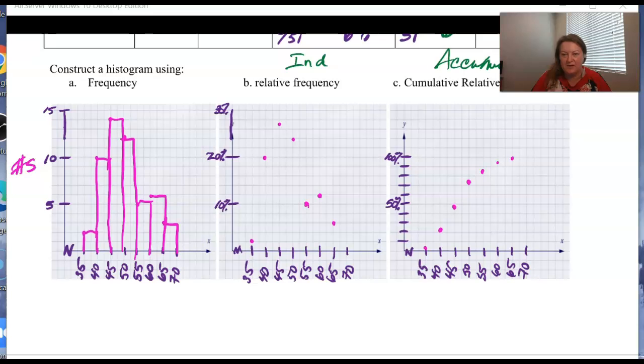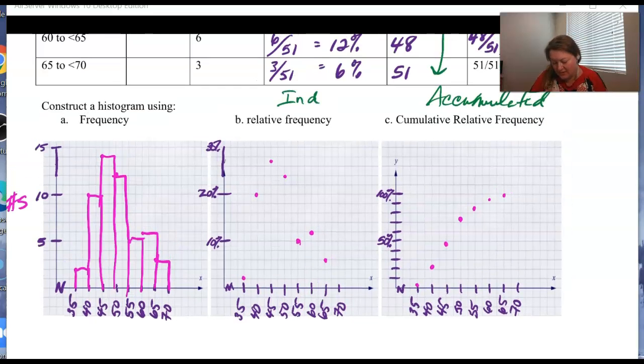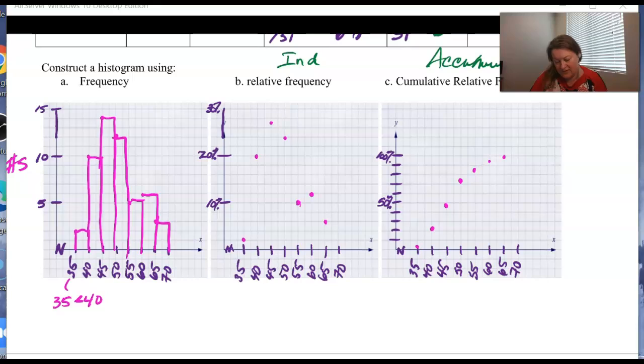Okay, so there's my histogram of the different age groups. Remember, this one is going to be the 35 all the way up to 40, but not including 40. And then the same group here is going to be our relative frequency. These are all going to be individual percents for each number of states. So the first one is like 2%. The next one is up here, and we're just converting them all into percents now.